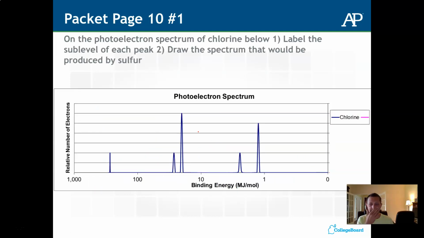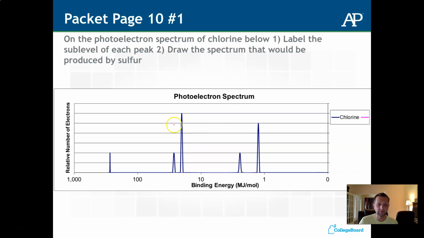Okay, so there are a couple practice problems. We're going to go through these together, and then you're going to try a bunch on your own. So, on the PES spectrum of chlorine, label the sublevel of each peak and draw what the spectrum would be for sulfur. All right, so let's take a look at that.